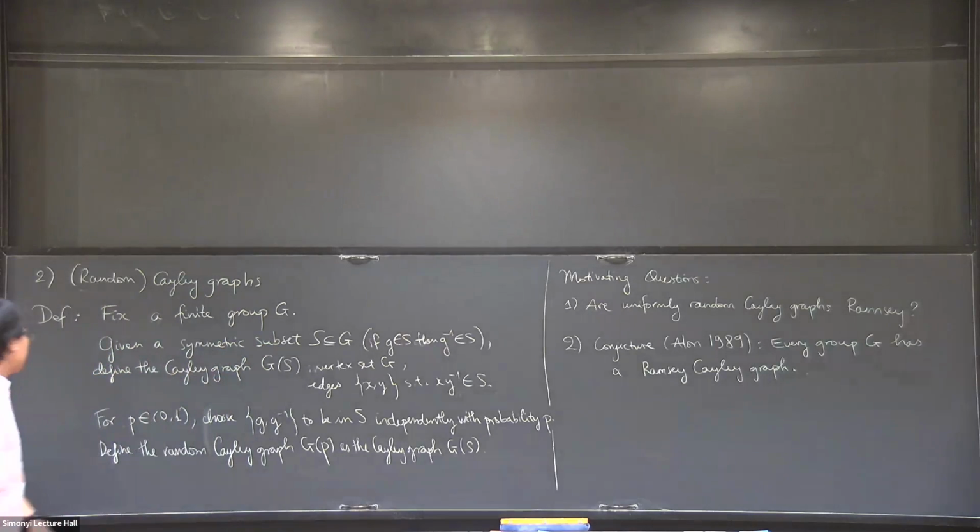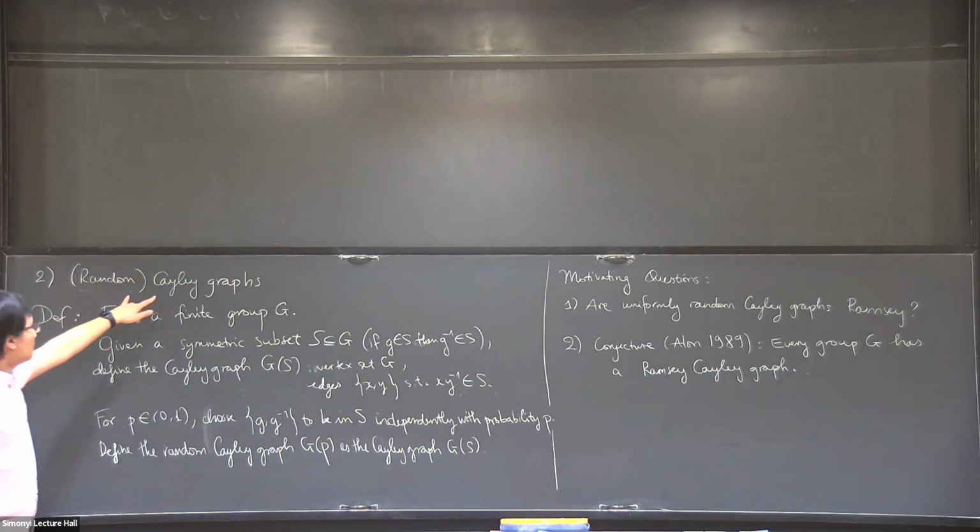A second reason is that, compared to Erdős-Rényi random graphs, it is quite easy to understand spectral properties of Cayley graphs and random Cayley graphs. On the other hand, when we go to more sophisticated combinatorial properties that are not well predicted just by the spectrum of the graph, we know much less about these random Cayley graphs.